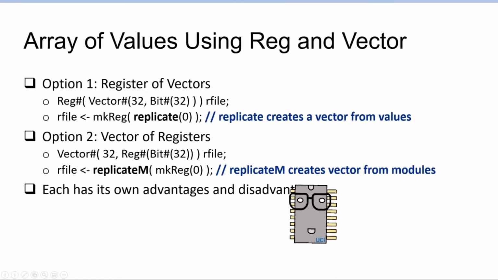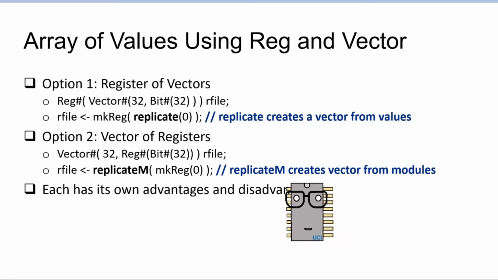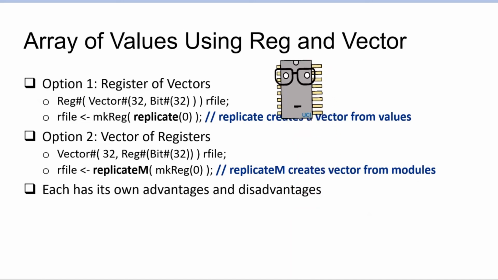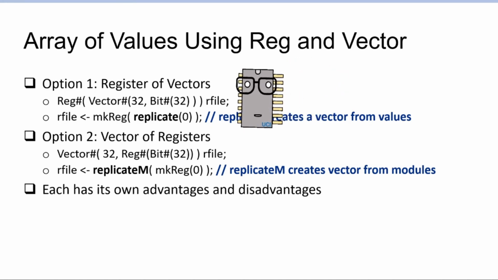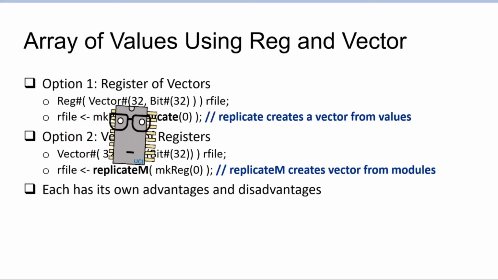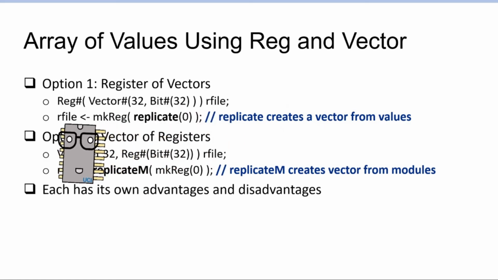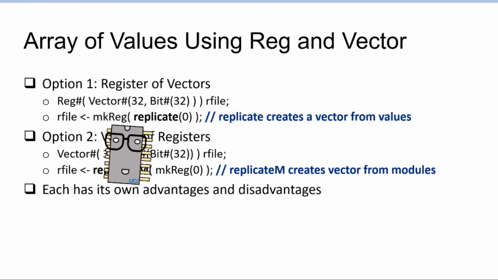An interesting caveat of implementing vectors and registers in a hardware language is there are two different ways of implementing a state element of vectors. One option is I can create a register of vectors, a single register with a single write signal, for example, which has a vector type. So it would look like this, a register of vector 32 with 32-bit values. And I can set all the values inside this one register to 0.